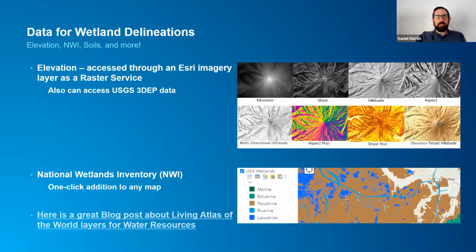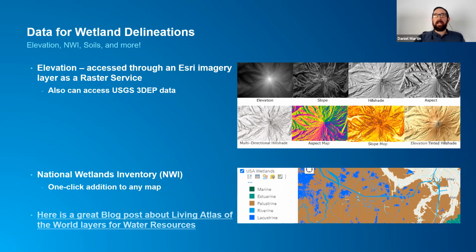The first one I wanted to show you is the elevation data. One thing that's special about that is it's accessed through a raster service. It's an imagery layer. And what that does is it allows you to quickly symbolize that elevation into many different views, as you can see on that image on the left.